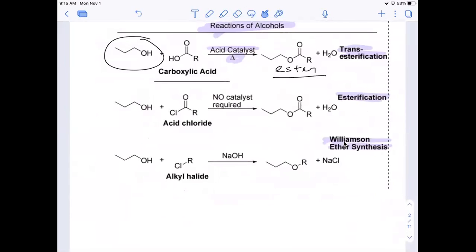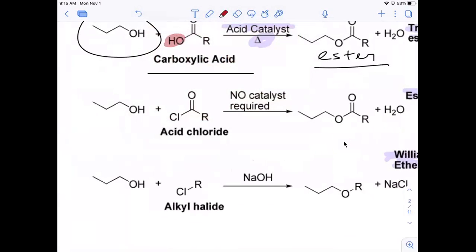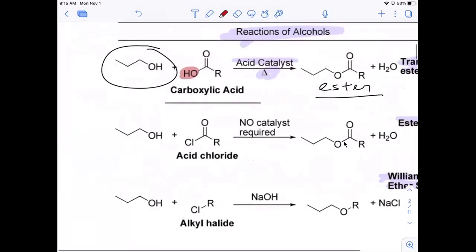Can somebody tell me? I just want to see how you're thinking. Can somebody tell me, for a reaction like this, you can see that the OH group here got swapped out for this part of the alcohol. What type of reaction is that? If I have a carbonyl and I want to add a nucleophile to it, what kind of reaction is that? Is that substitution? I'm glad you said that.